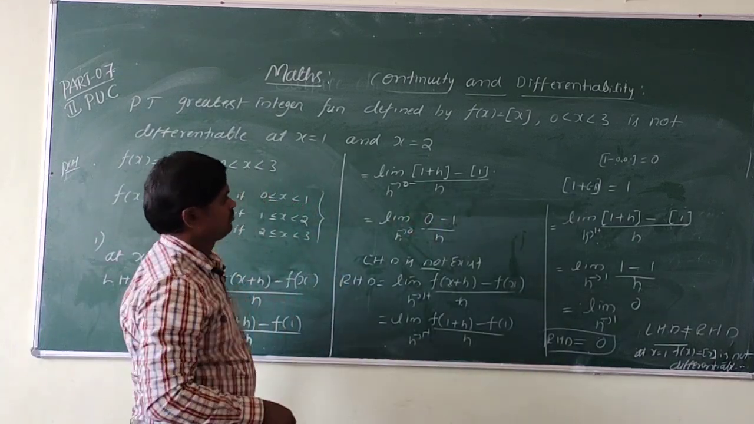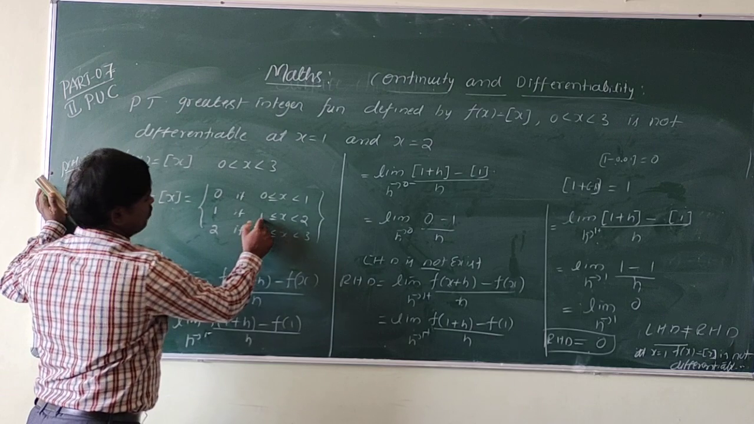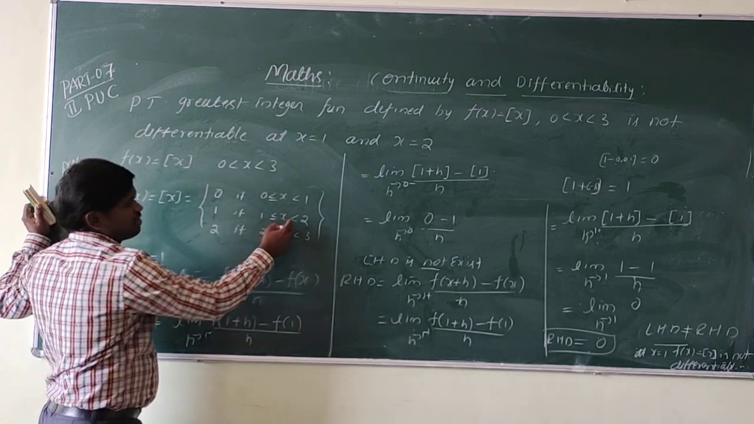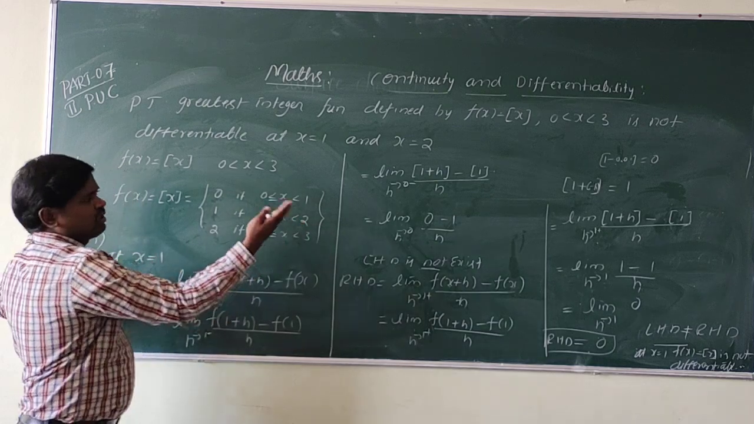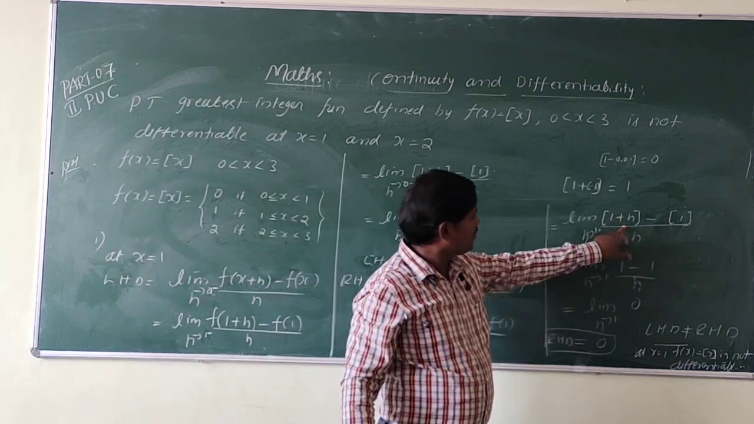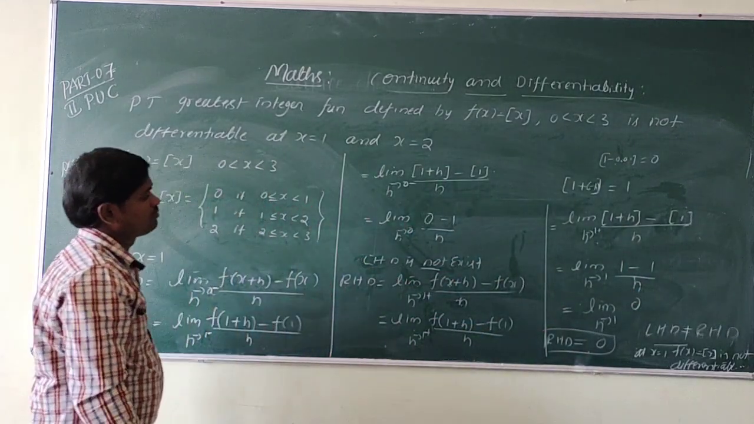Now 1 plus h. See, for the set of all values of 1 plus h, it is 1 plus a positive value. Okay, 1 plus a positive value, like 1.2, 1.3, 1.4, 1.5, the output is 1. So therefore we are taking 1 plus h equal to 1 here.